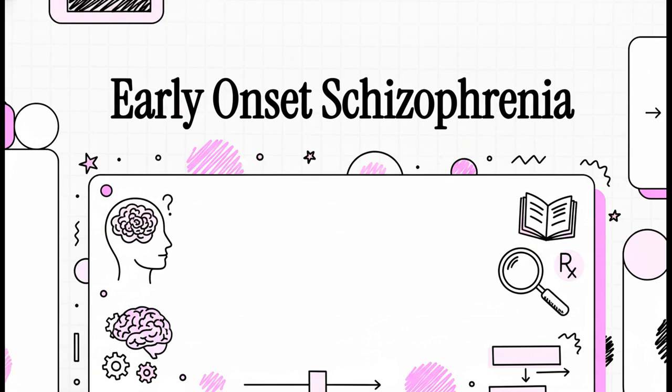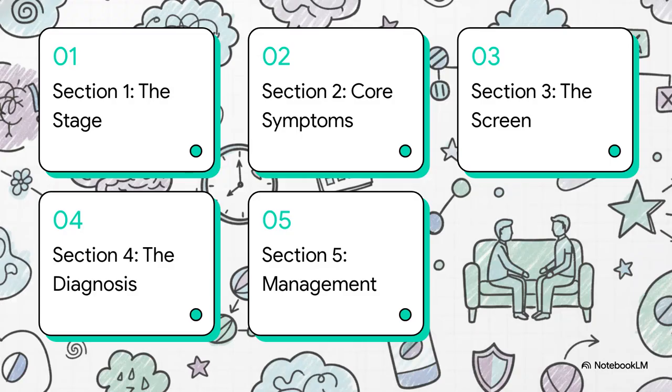Today, we're going to break down a case that you're very likely to see in your exams: early onset schizophrenia. All right, we're going to tackle this in 5 clear stages. This structure is basically your roadmap for the OSCE station. It'll take you right from saying hello all the way through to the final management plan, making sure you hit every key point along the way.